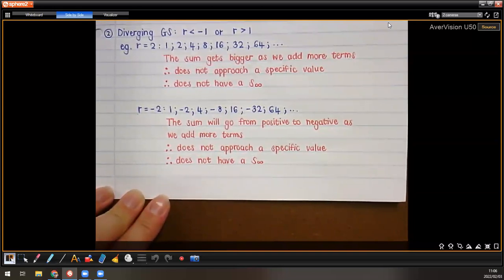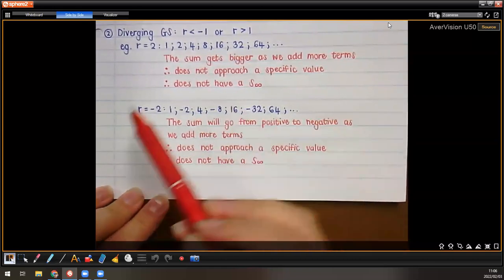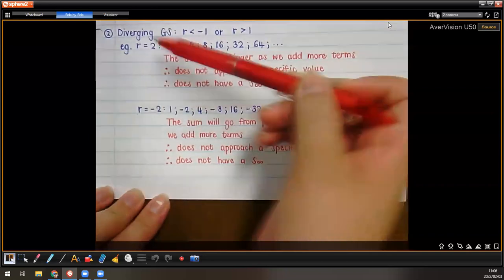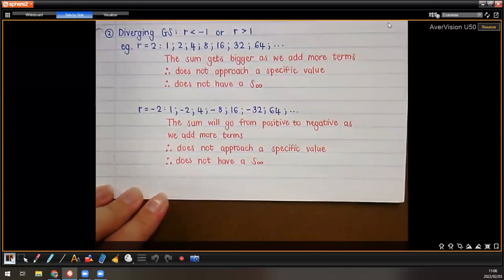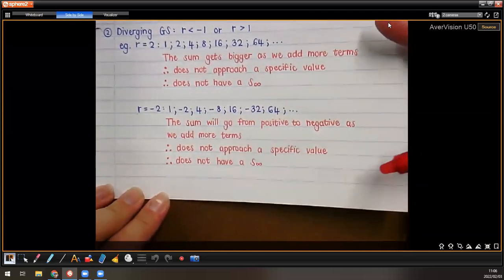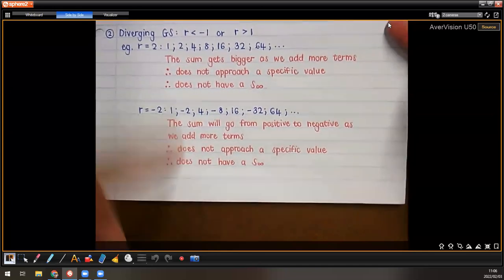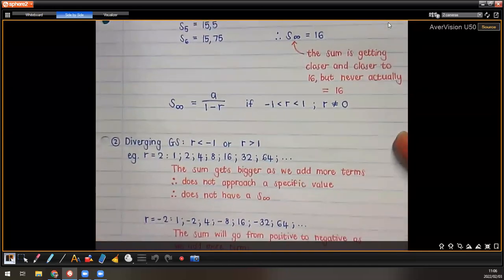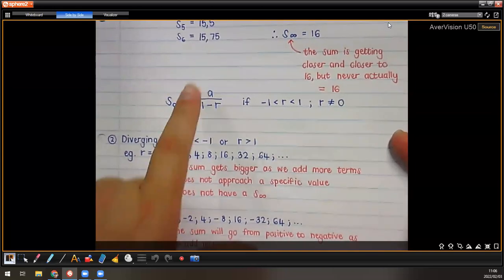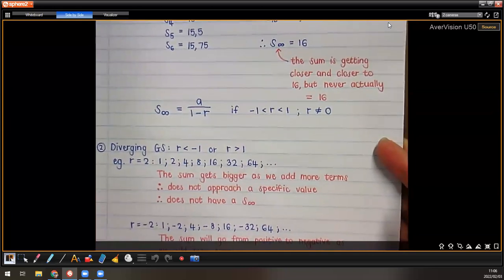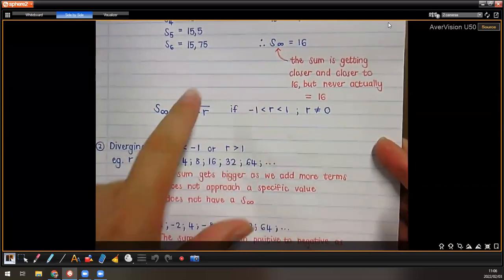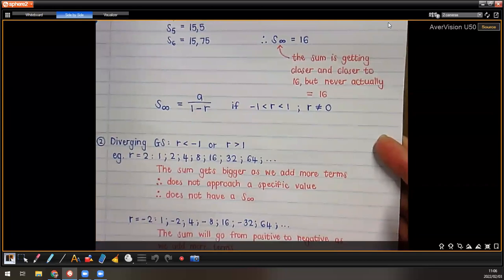Guys, they might try and trick you. They might give you a series where the ratio is of this form, where it's either a number that's bigger than 1 or a number that's smaller than -1, and ask you to find the value of the sum to infinity. And what's even worse is if you sub the values into this formula, you will get an answer. But you need to recognize that if your ratio is not between -1 and 1, then you can't find a sum to infinity.